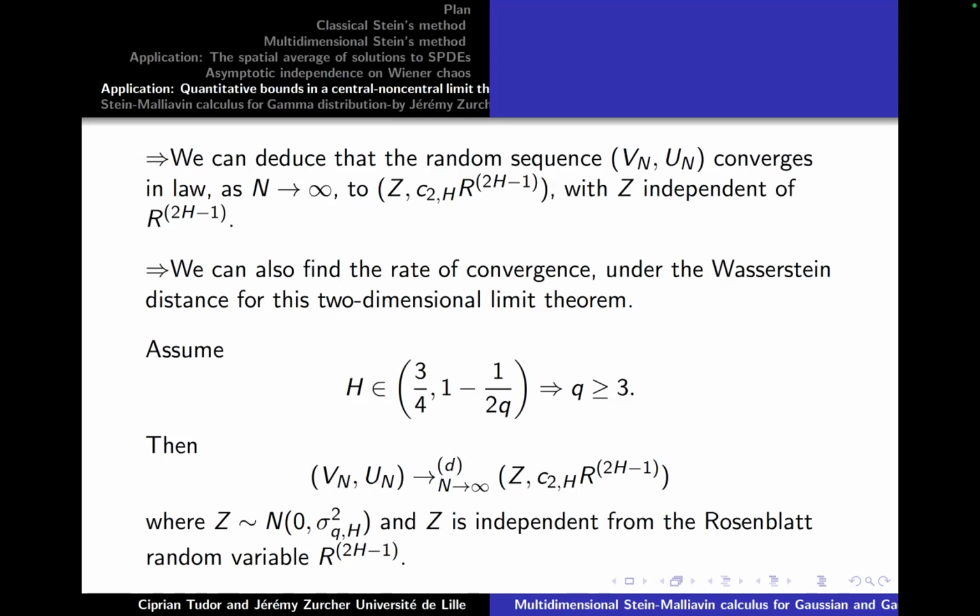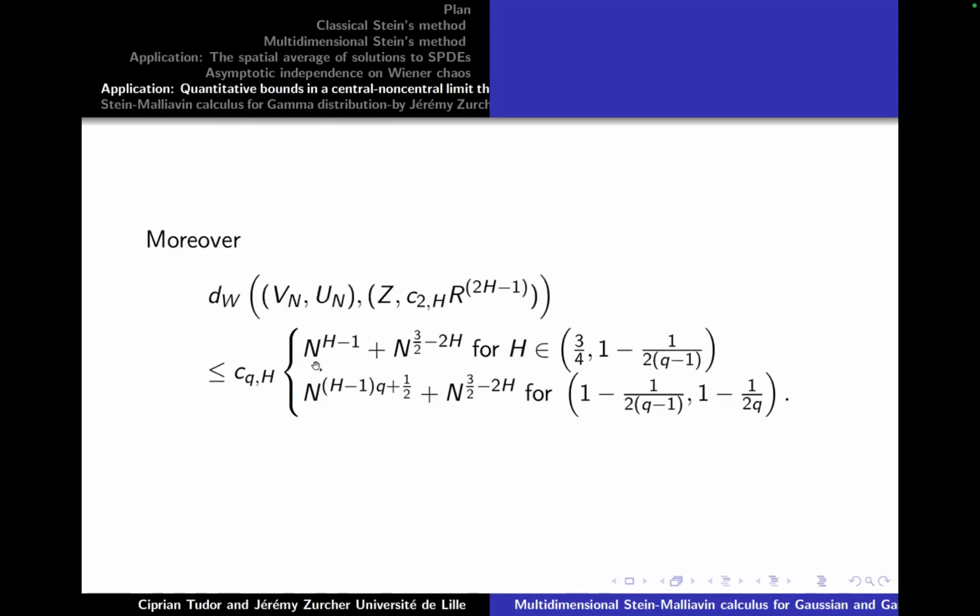We can prove that the couple converges to a second couple where Z is Gaussian. You have a vector with a Gaussian on the first component, Rosenblatt on the second component, and the components are independent. We can also quantify the distance related to this approximation, at least in the Wasserstein distance. This limit vector is not a Gaussian vector: only the first component is Gaussian, but not the second.